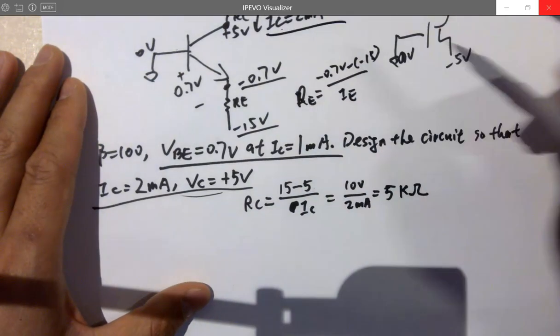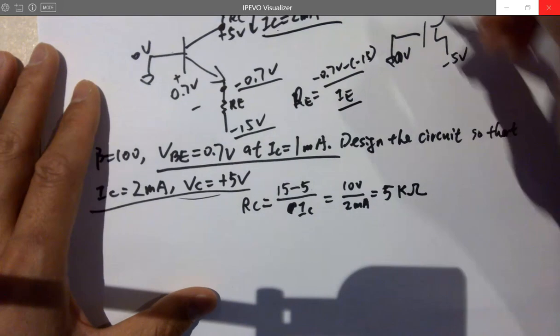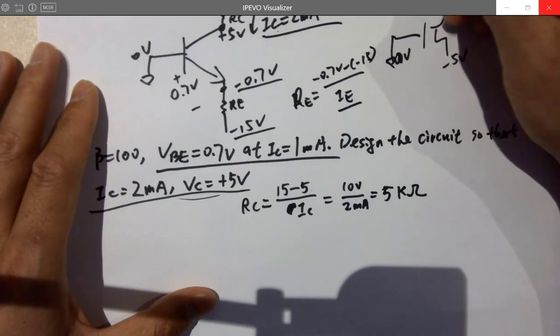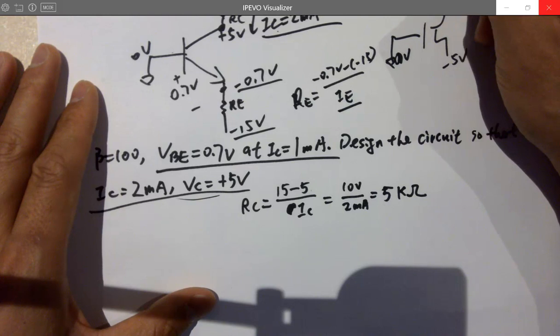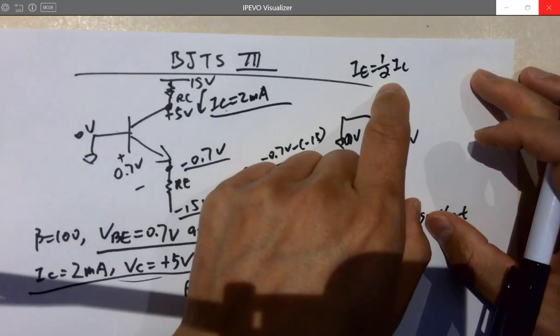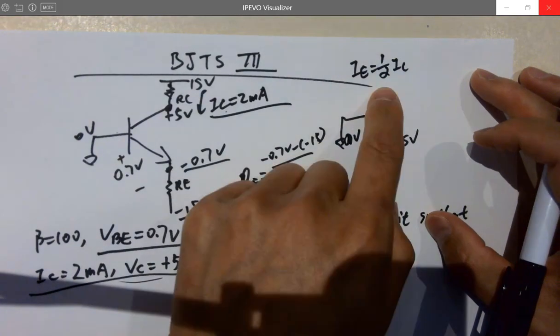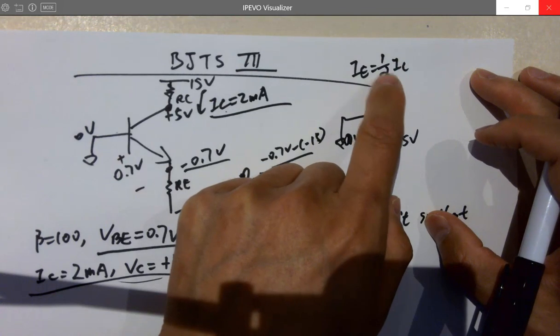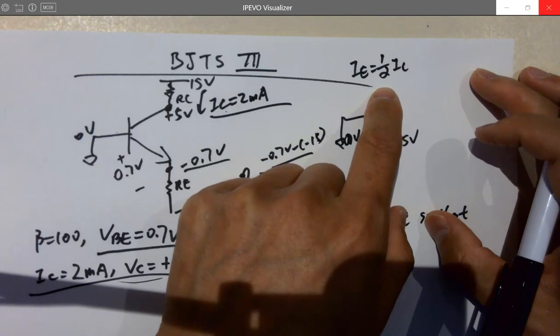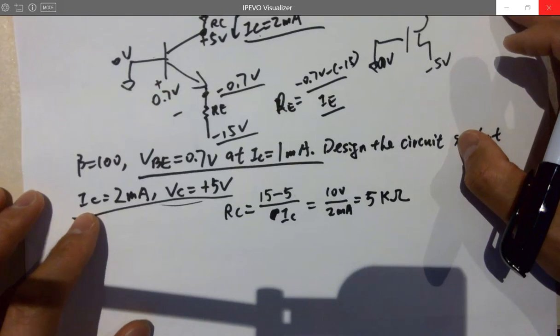Since I know IC already, I can easily find IE because IE is 1 over alpha times IC. You still remember this? Okay, if you don't, you remember it now. I'm just repeating myself. Keep it in mind. Is that correct?